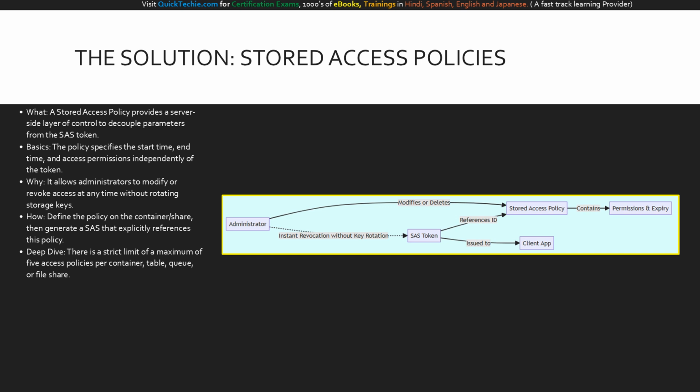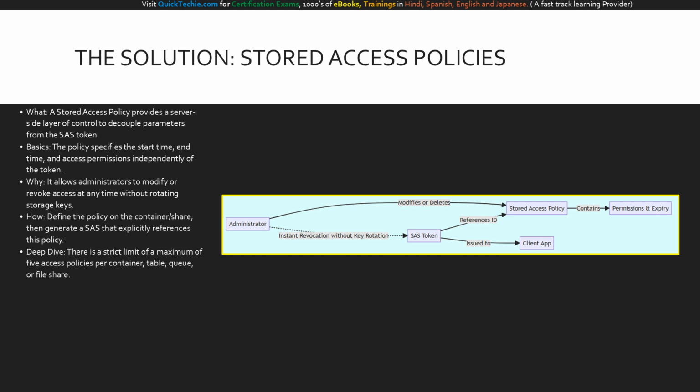How do you use them? You configure the policy on your container and then generate a SAS that explicitly references that policy's identifier. A quick deep dive constraint to memorize: Azure enforces a strict maximum limit of 5 access policies per container, queue, table, or file share.